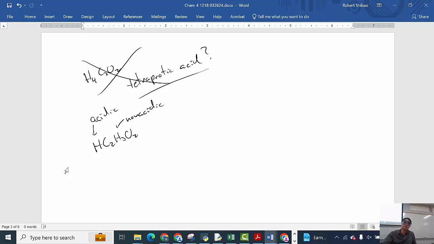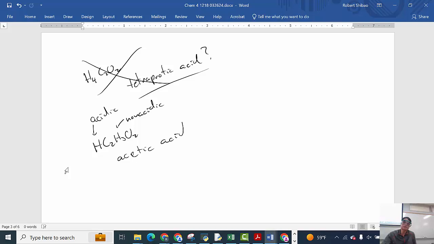What makes a hydrogen non-acidic also depends on what it's bonded to. These non-acidic hydrogens are bonded to carbon. This acidic hydrogen is bonded to oxygen. There's only one hydrogen bonded to oxygen. It's a little bit more complicated than that because of the structure. Anyway, this is acetic acid.